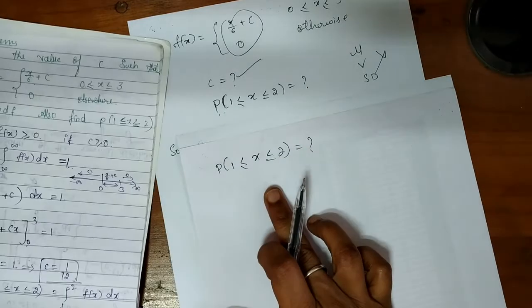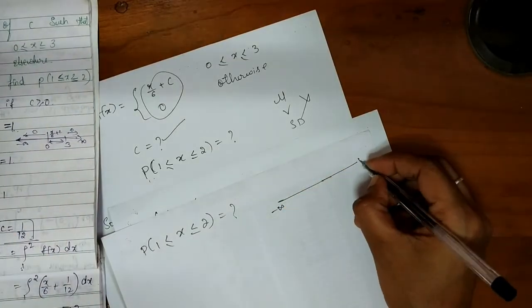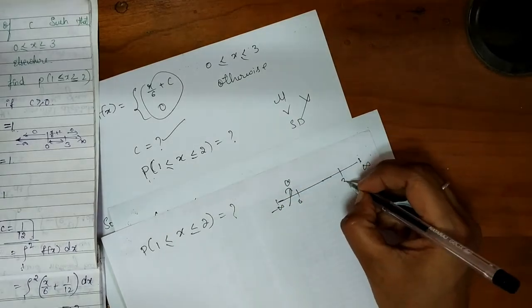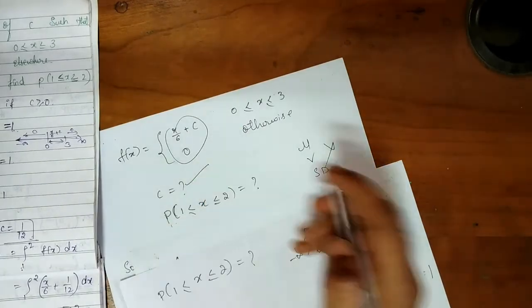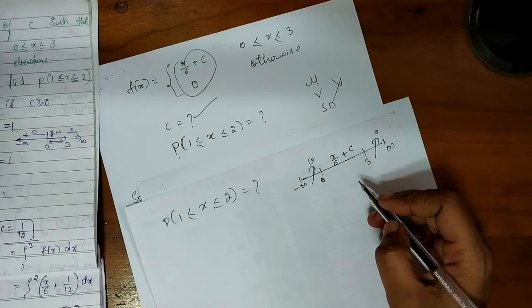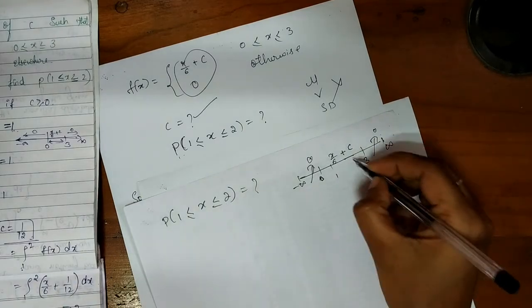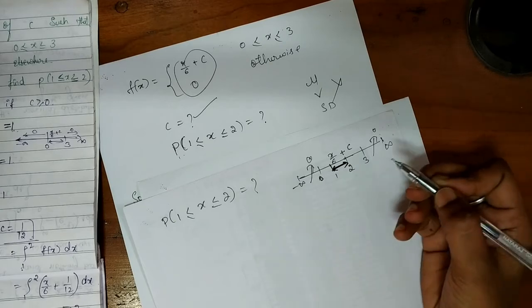For this one, let me write the interval. See here, minus infinity to plus infinity, and from minus infinity to 0 it is defined to be 0. From 3 to infinity again it is defined to be 0. From 0 to 3 only the function is defined, and it is given x by 6 plus c, isn't it? Now they are asking us to find the probability from 1 to 2. Somewhere here 1 and somewhere here 2.